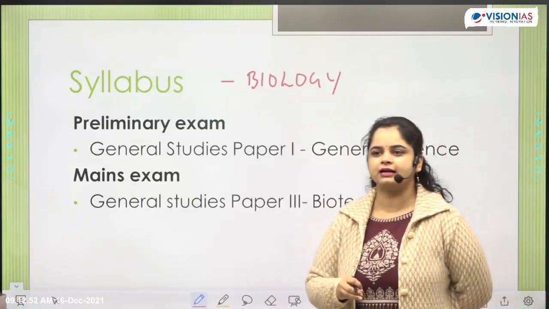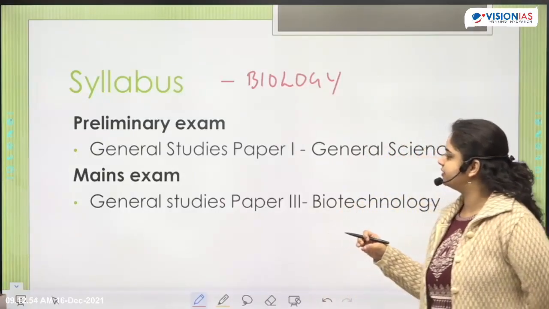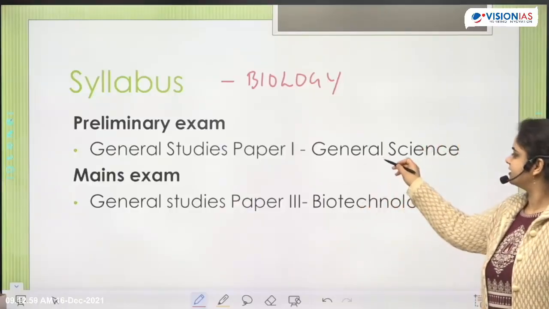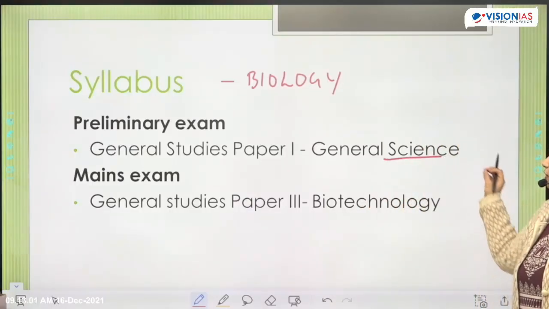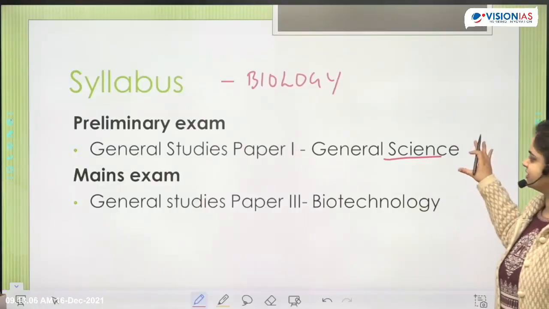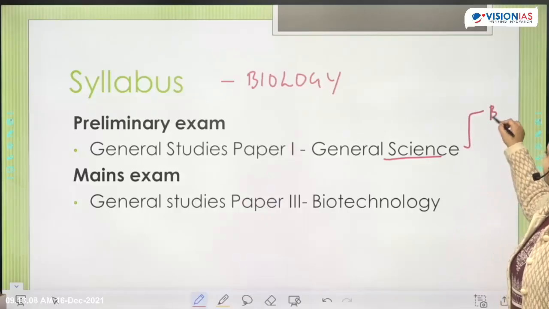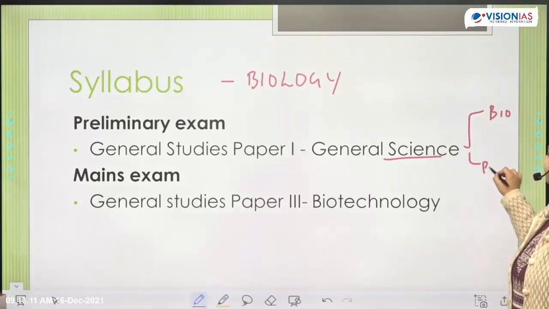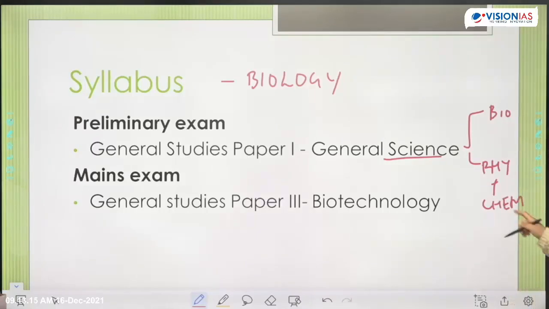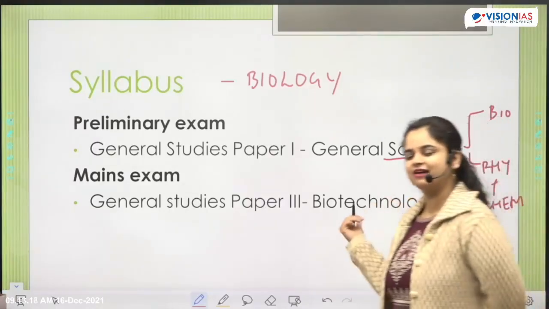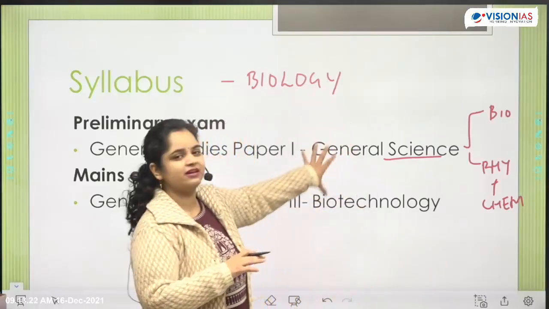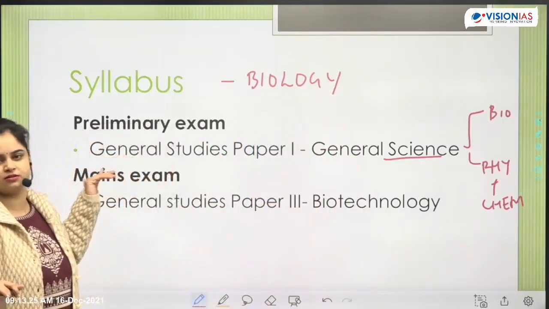So if we look at our syllabus, in the preliminary exam, we have General Studies paper 1, and in that there is the last point of the subject, which is General Science. Okay, so in this General Science, we say we have bio and we have physics and chemistry. So this physics and chemistry will be taught to you as a separate module. We will have 6 to 7 classes for covering bio, primarily catering to this prelims syllabus.